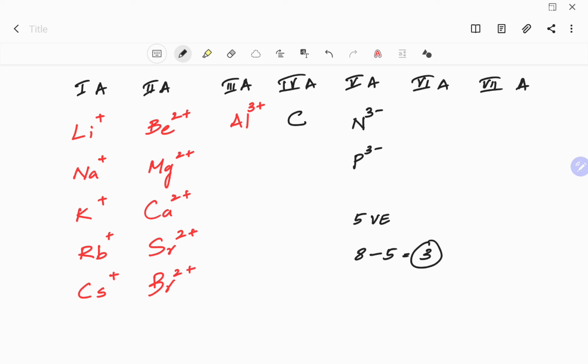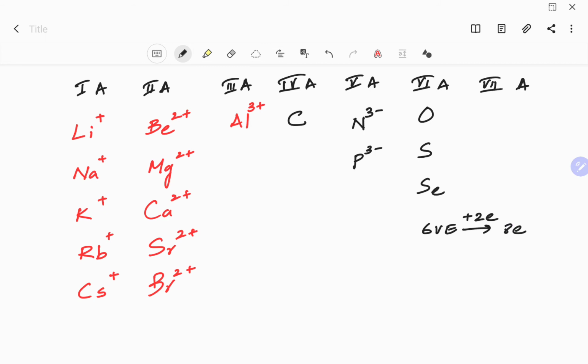All right, and then for group 6, the most common nonmetals are oxygen, sulfur, and selenium. These three atoms are in group number 6A, which means you have 6 valence electrons. So in order to get to 8 electrons, which is the noble gas configuration, you will need to get 2 more electrons. If you get 2 more electrons, the charge will be 2 minus. So oxygen, sulfur, and selenium will typically make anions with minus 2 charge.